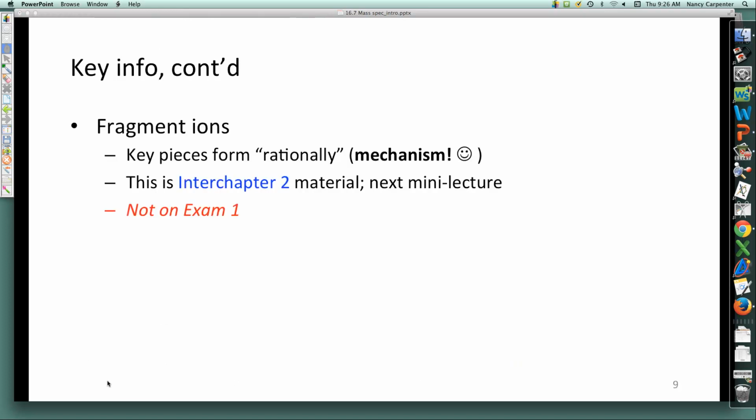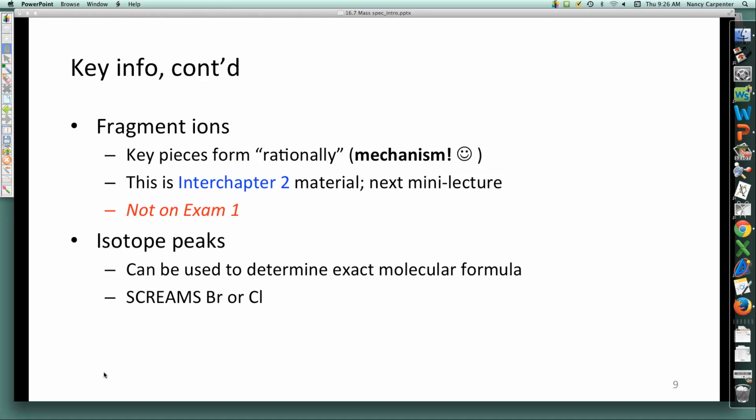Alright, well, what about these fragment ions? Well, believe it or not, there is some rationality to how these things fall apart, and we'll see that in Chapter 2, which will be coming up in the next mini-lecture. Important note, the fragmentation stuff will not be on Exam 1. The other key information, isotope peaks, however, will be, because that's covered in Chapter 16.